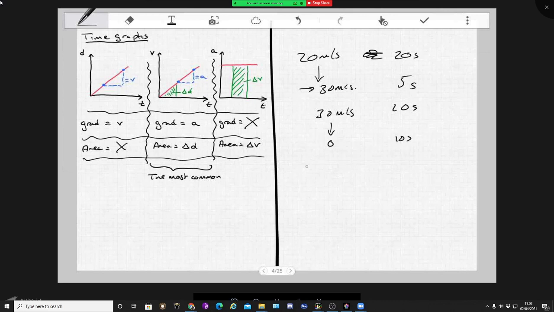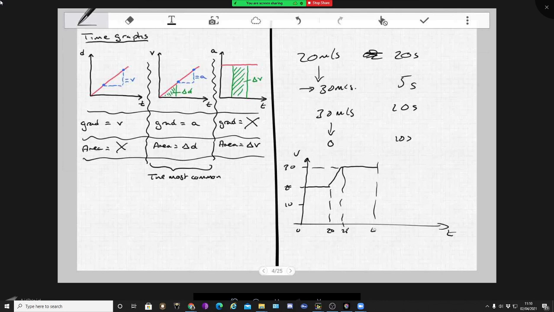Then what you do is just say, right, okay, let's just sketch it. So I've got velocity and I've got time, and I know it goes up to 30, 20, 10. And it says 20 meters per second for 20 seconds. Then it accelerates over 5 seconds. So that means it reaches 25 to 30. And then it travels at 30 for another 20 seconds. Okay, so that's now 45. And then it drops over 10 seconds to zero.